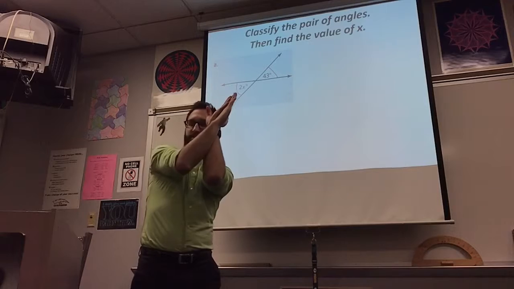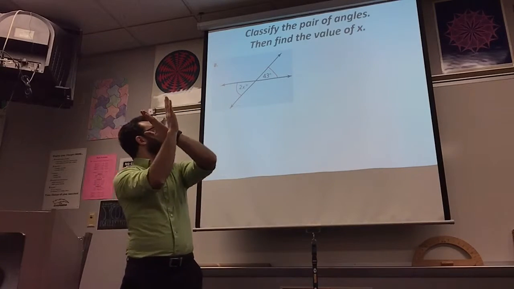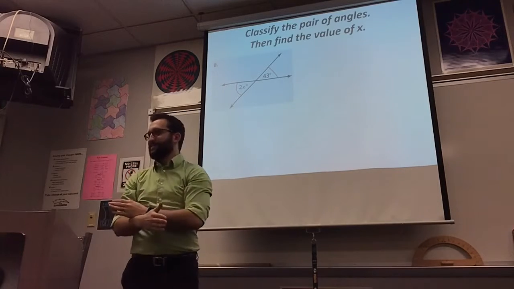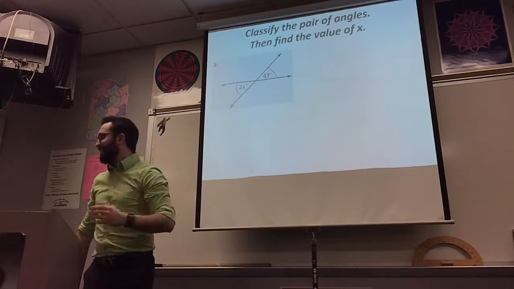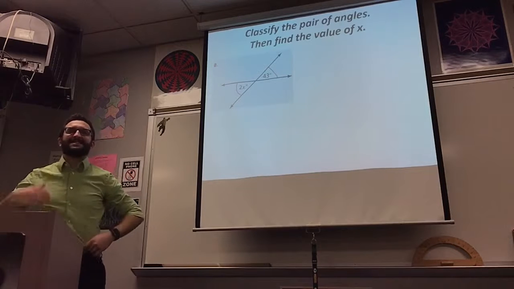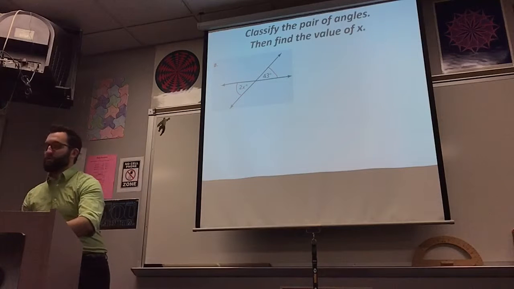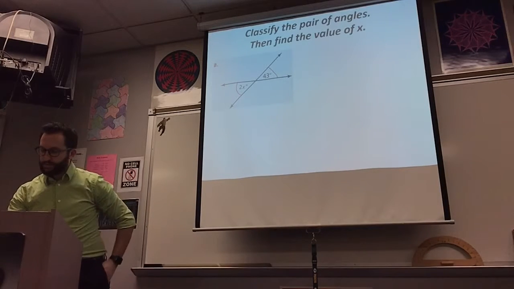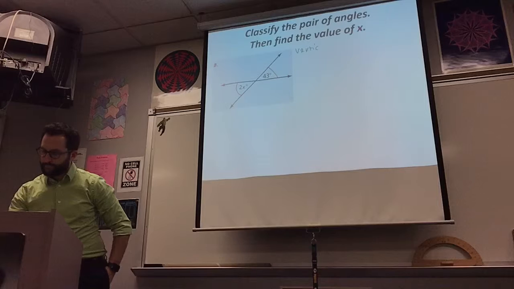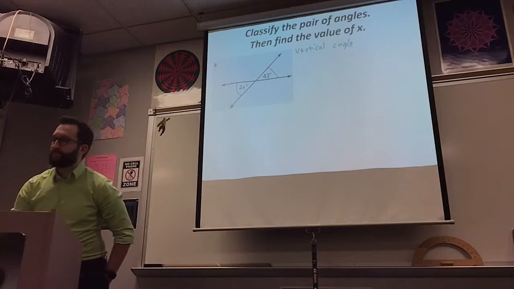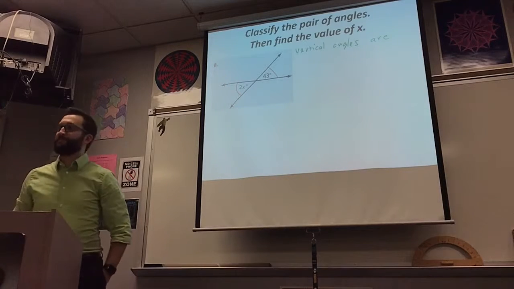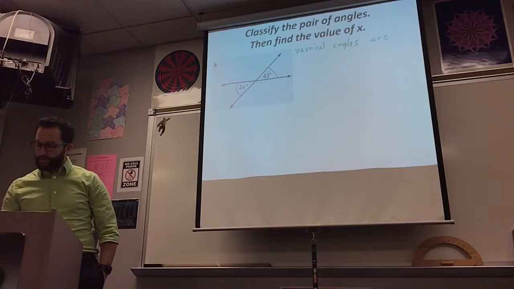Vertical angles dance. Another way you can do it is like this. But the reality is, they're vertical angles because they're not adjacent, they're opposite, and they're formed by two lines crossing. And how is that going to help us? Vertical angles have the same measure, so we say they are equal in measure.